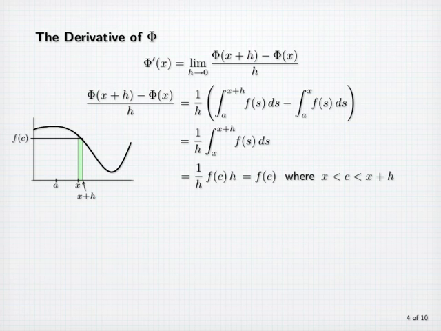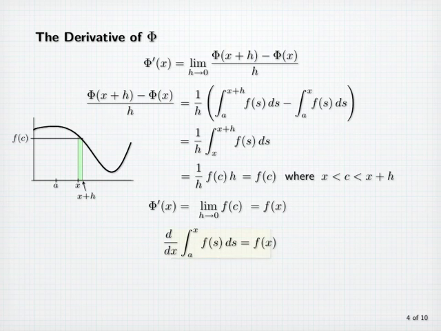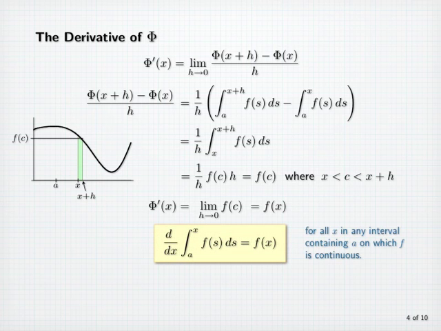Therefore, phi prime of x, which is the limit as h goes to 0 of the difference quotient, is the limit as h goes to 0 of f of c, and since c is between x and x plus h, and f is continuous, that limit is simply f of x. So the derivative with respect to x of phi of x, that is, the derivative with respect to x of the integral from a to x of f of s ds, is equal to f of x for all x in any interval containing a on which f is continuous.